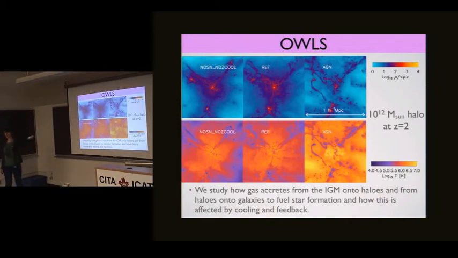So I'm showing you one example of a 10 to the 12 solar mass halo at redshift 2. On the top row is the density, bottom row is the temperature. And this is the same halo but in 3 different simulations. So on the left there's a simulation without metal line cooling and without supernova feedback. In the middle there's a simulation with supernova feedback and metal line cooling. And on the right there's a simulation with additionally also AGN feedback. Okay, so I'm now first going to talk about how fast the gas gets from the IGM into the halo, and then after that tell you how it then gets from the halo into the galaxy.